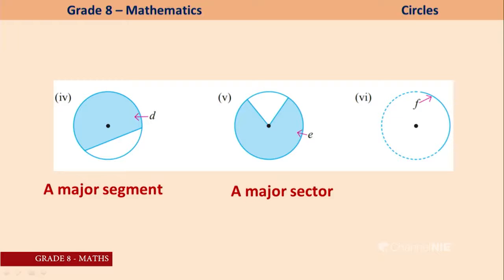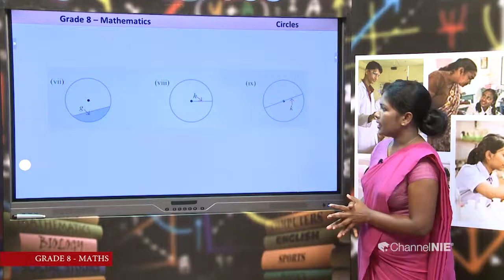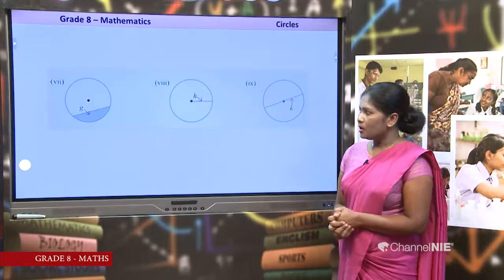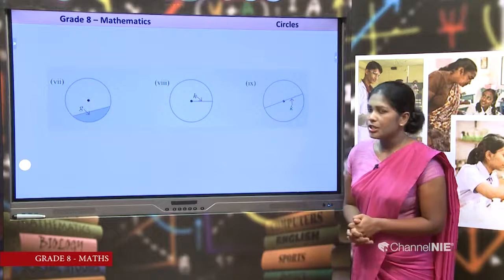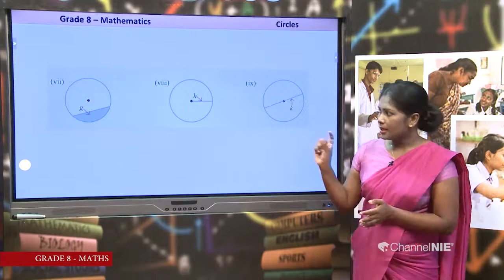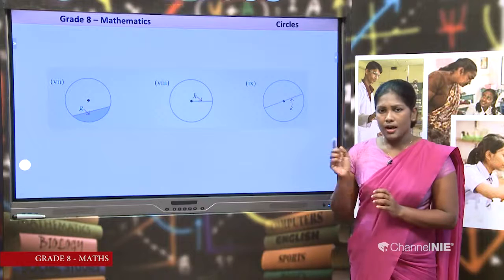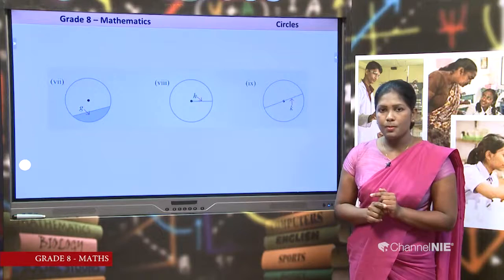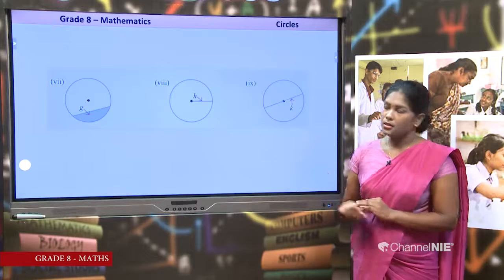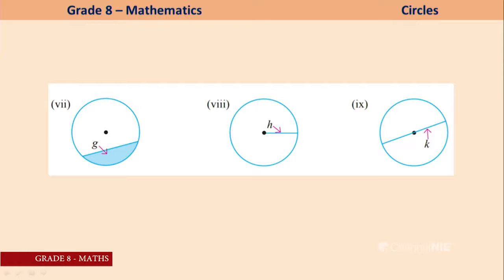And simple F is curved line. There is a line, the small line. So, you can write the answer as a minor arc. So, next one. Look at that simple G. What is simple G? There is a region, and this region bounded by chord and arc. So, you can call this is segment. What type of segment? A minor segment.